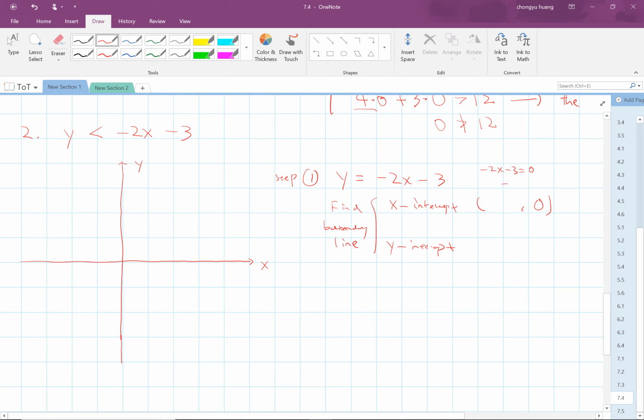0 equals negative 2x minus 3, so negative 2x equals 3, and x is equal to negative 1.5. Okay, let me check again. Yes, x equals negative 1.5. Okay, for the y-intercept, you just let x equal to 0, and then y is negative 3. Y-intercept, x equal to 0, y is negative 3.